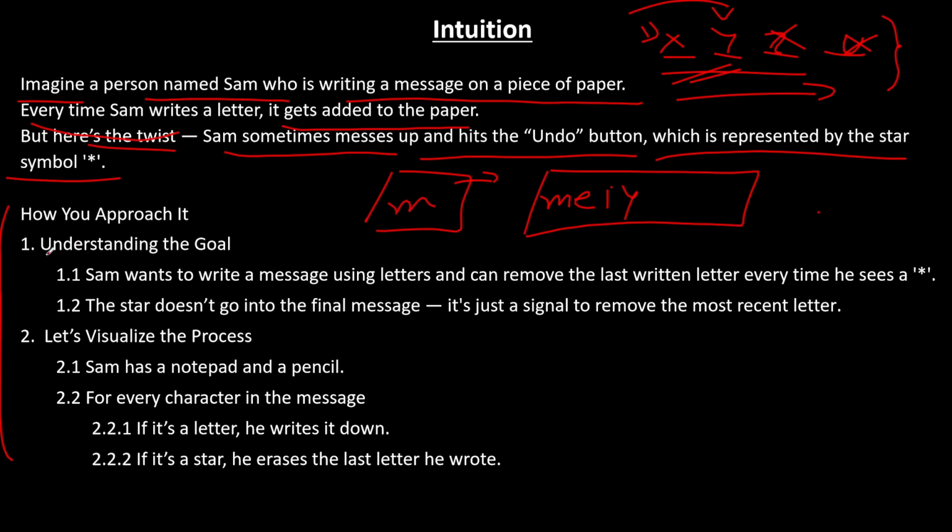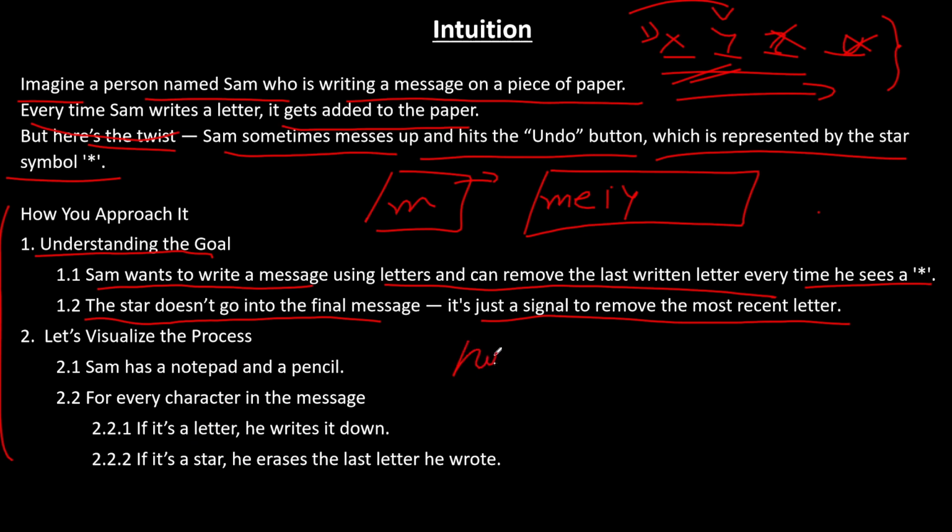Okay. Now let's understand the goal. Sam wants to write a message using letters and can remove the last letter every time he sees an asterisk. Fine. The star does not go into the final message. It's just a signal to remove the most recently written letter. For example, Sam writes a letter, not a word. Let's take letters. He writes I A M S A. Now he encounters an asterisk here. Right. It does not go into the final message.